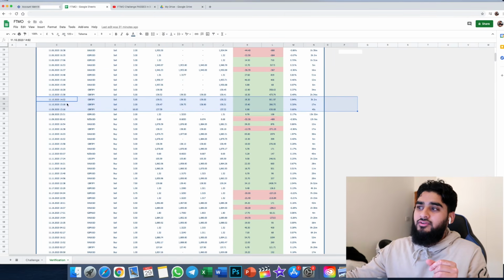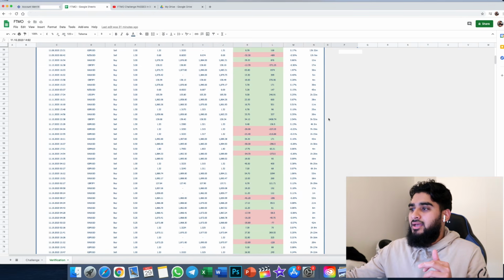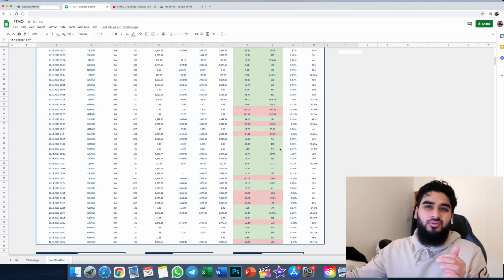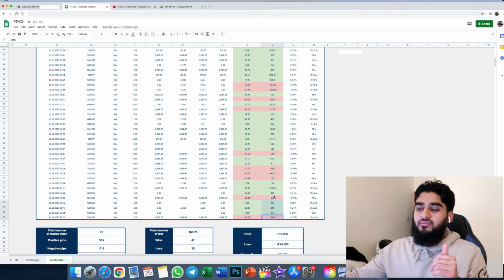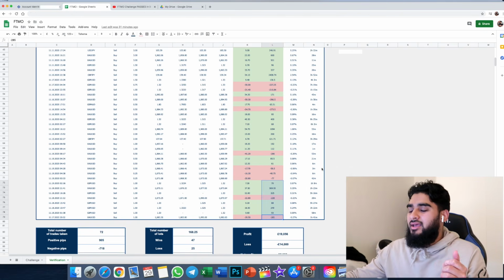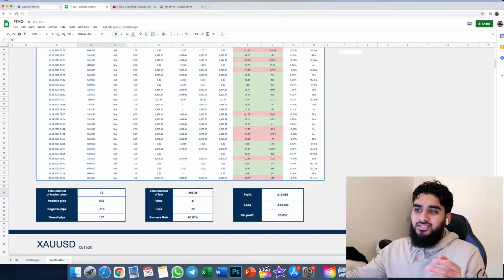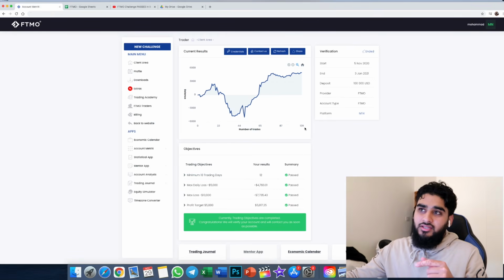I had a few recovering trades which helped me get back over that 100k mark, and then again took a few losses which knocked me back down, and towards the end over here is where I was just bouncing around that 4.9% barrier. Total trades that I had was 72, although on FTMO it does say I took about 109 trades.